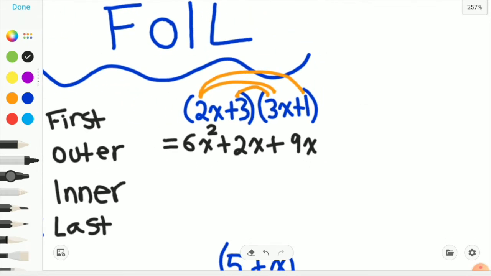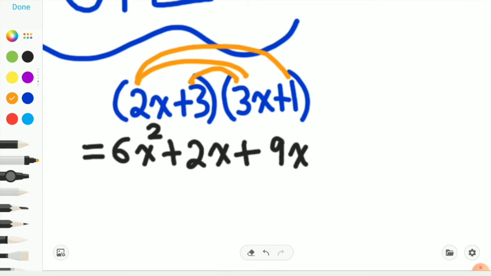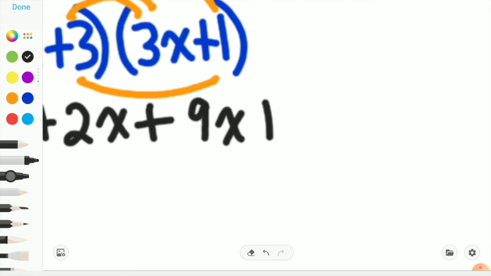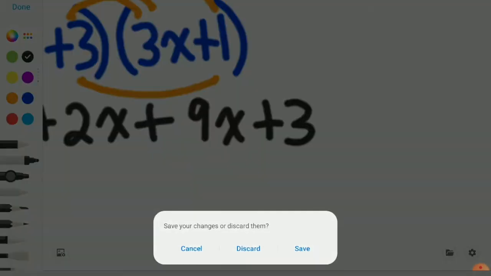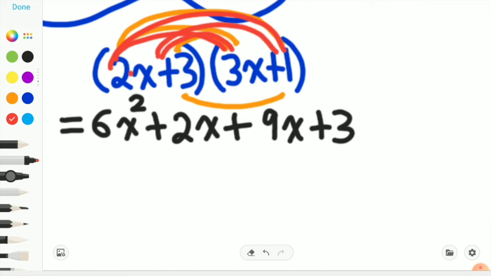Okay, and then we have last, so you multiply your last term and your last term together. Just go like this. And so 3 times 1 is just 3. Basically, the way you could think about it is you're going like this, and then like this, and then like this, and then like this. So you're basically taking each term and multiplying it with each of them.